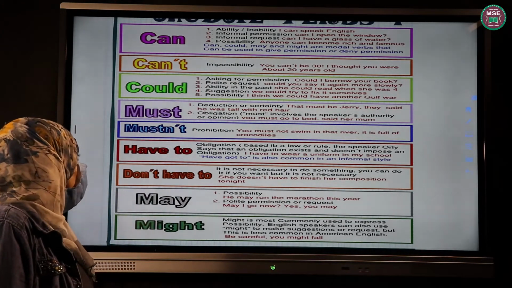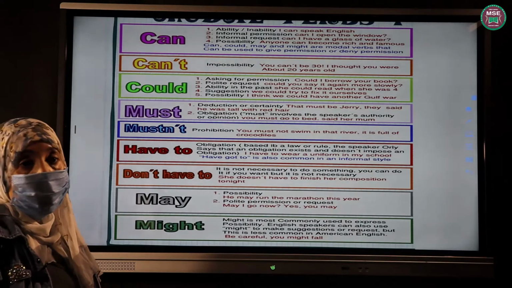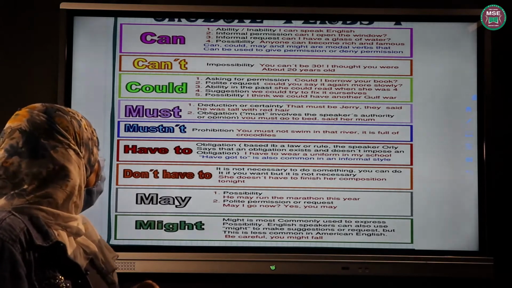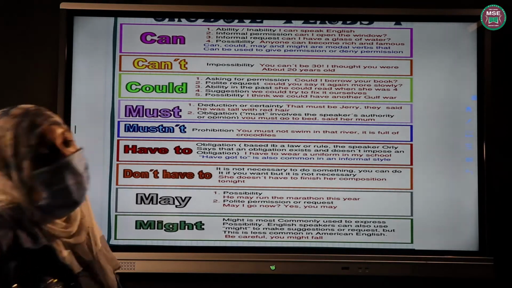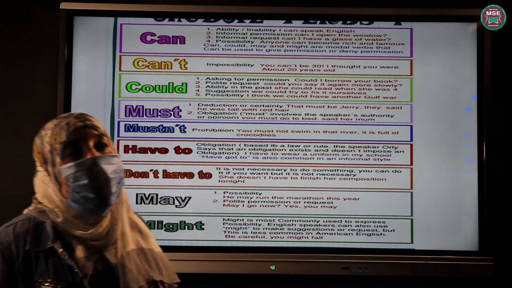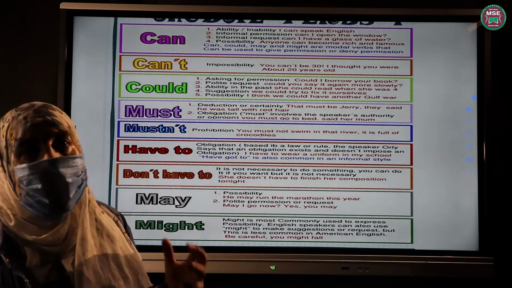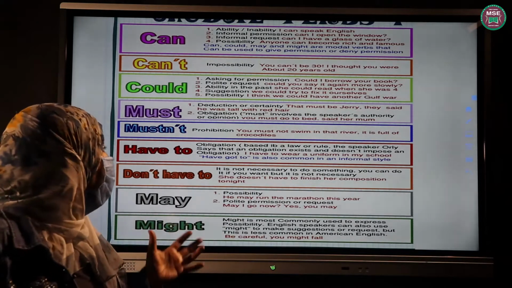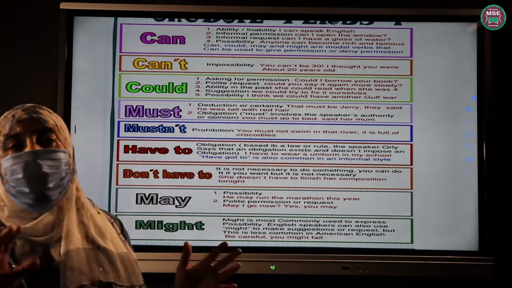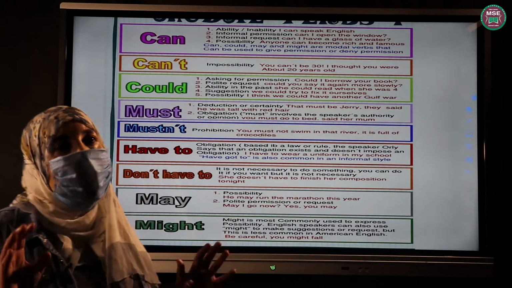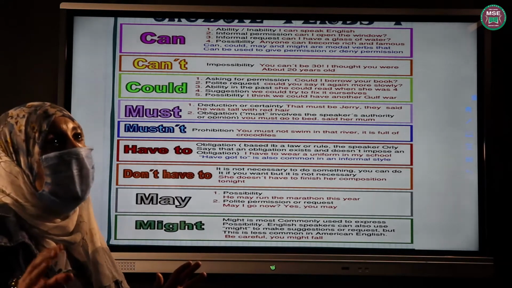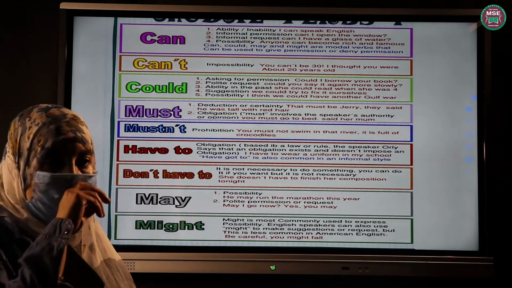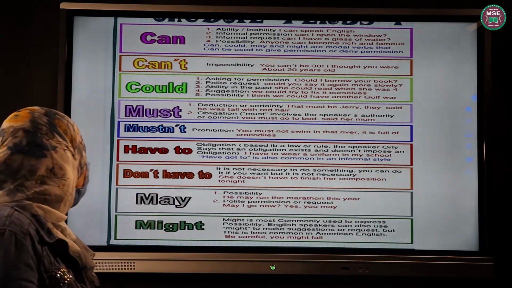May, it can be used for possibility. And may here, it's a little bit formal. He may run the marathon this year. It's possible. But I can say that it's about 60% that he can do this, 60 or 65%. He may run the marathon this year. He may or may not. I am not sure enough. I can say that I'm sure by, for example, 60%. But it's possible. It's a possibility.